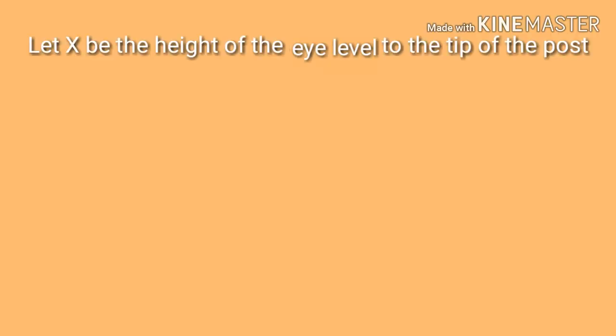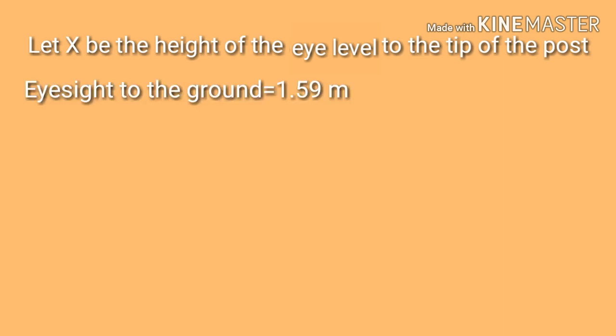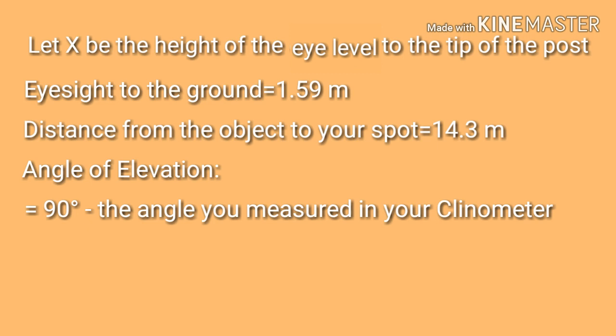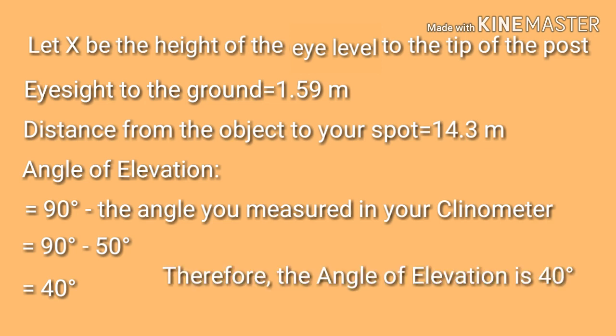Let x be the height from the eye level to the tip of the pole. Eyesight to the ground is close to 1.59 meters. Distance from the object to your spot is close to 14.3 meters. To get the angle of elevation, it equals 90 degrees minus the angle you measured in your clinometer. 90 degrees minus 50 degrees equals 40 degrees. Therefore, the angle of elevation is 40 degrees.